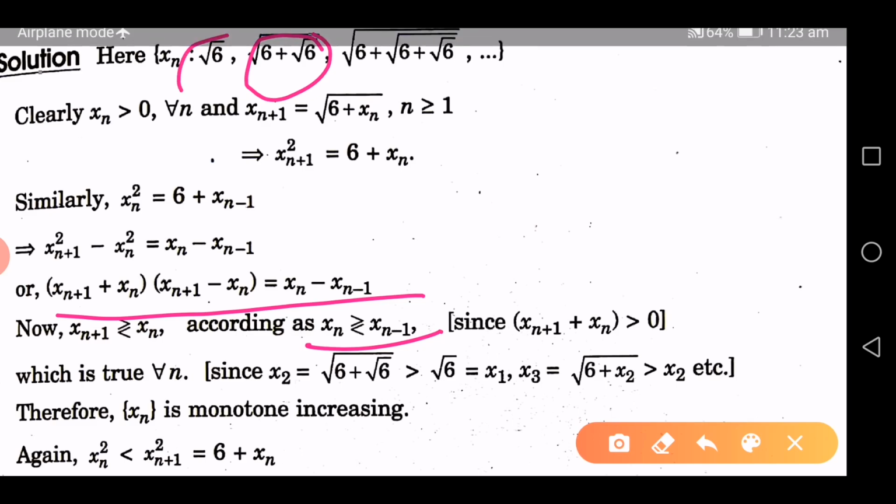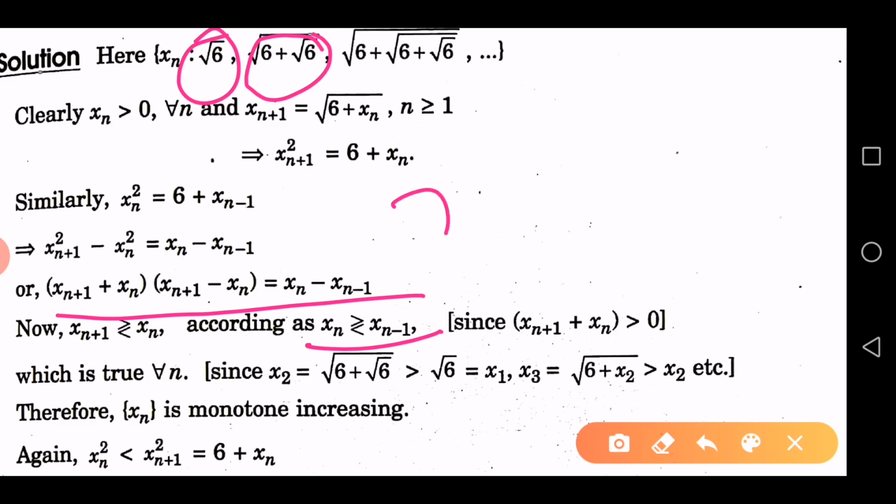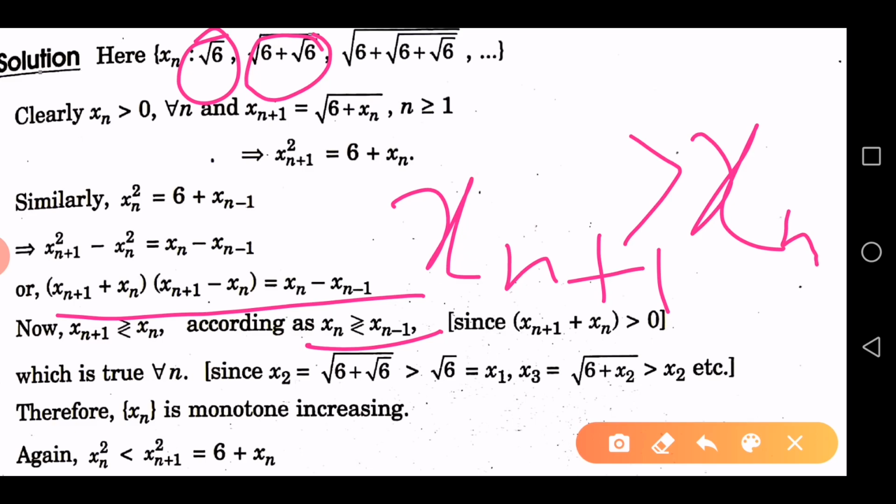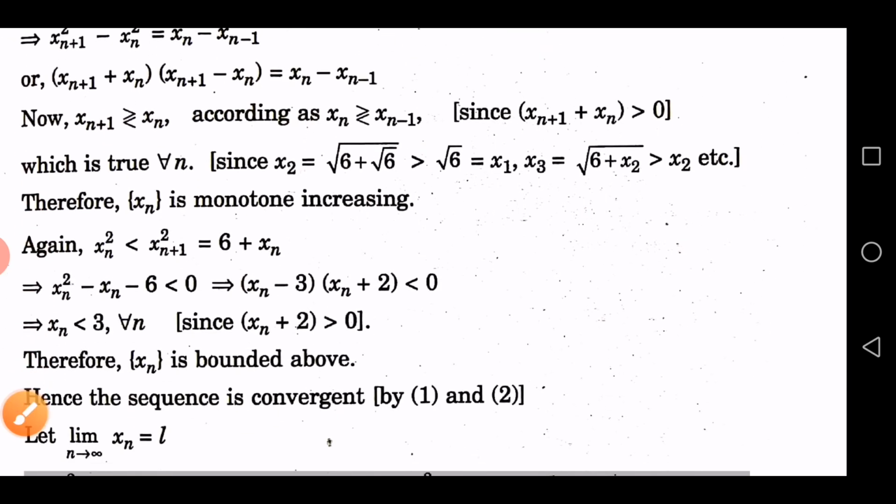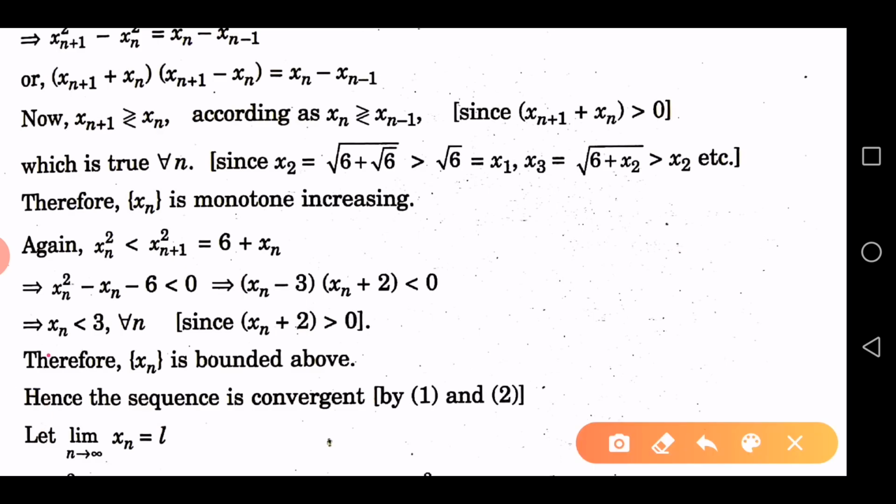This is x2, this is x1. Clearly x2 is greater than x1. Therefore xn plus 1 is greater than xn for all n. Hence the sequence xn is monotone increasing. Then we obtained that xn is less than 3, because xn plus 2 is positive, so xn minus 3 should be negative. So we obtained xn less than 3, so the sequence is bounded above. So monotone increasing and bounded above means convergent.